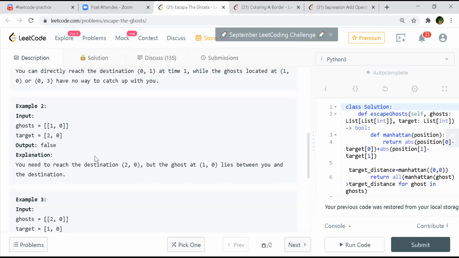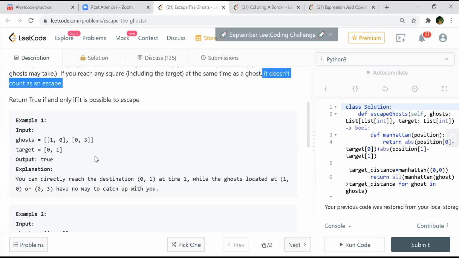So if we move towards the east, then all the ghosts will move towards the east. No. Come again, what are you saying? If we move towards the east direction one step, then all the ghosts will move one step towards the east or something. Yeah, so well, I was thinking this problem to be like a BFS problem.